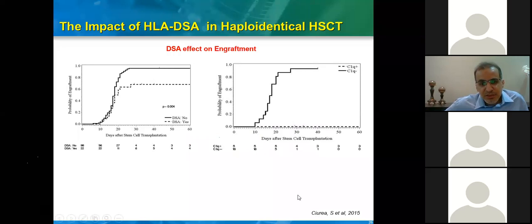Another study here, clearly showing it, is from the Sierra team at MD Anderson, in which they look at the DSA effect on engraftment. Here, the probability of engraftment in DSA positive is much less compared to those with no DSA. They break it down to C1Q negative and C1Q positive. As you can see, there is a huge difference: for those who are C1Q positive, the probability of engraftment is really low, maybe because at MD Anderson they have a very active desensitization program for Haplo transplant, compared to those who are C1Q negative. So it is really a major risk to have a patient who is sensitized with DSA that is C1Q positive. Actually, we are using the MD Anderson protocol for desensitization in our patients.